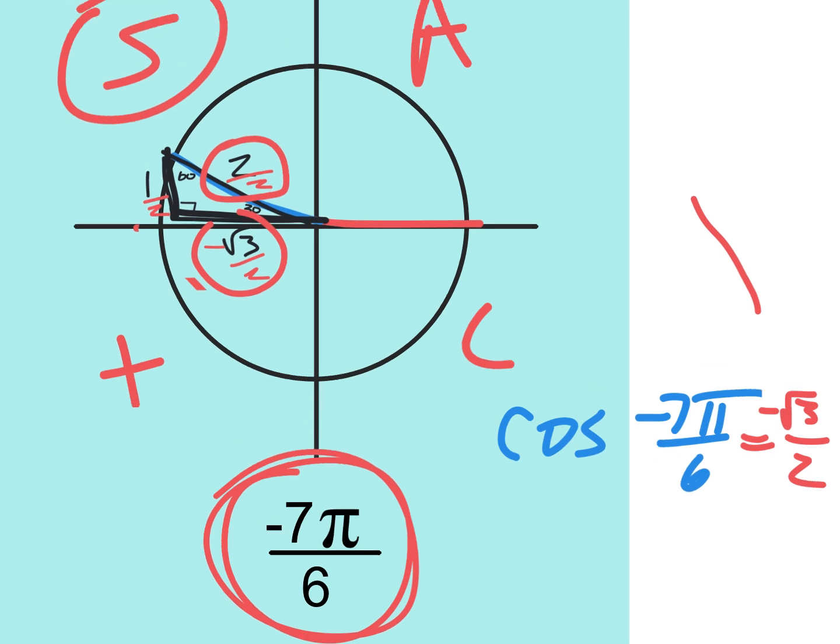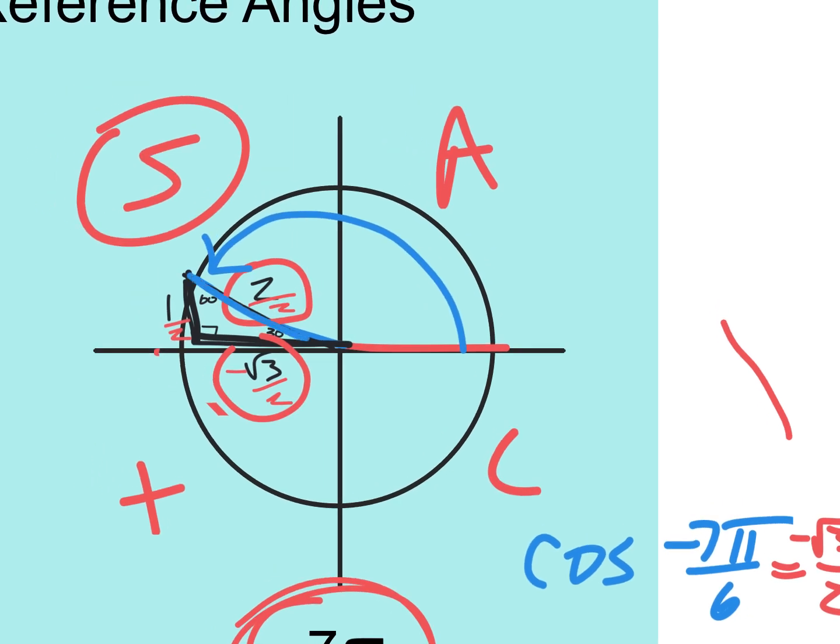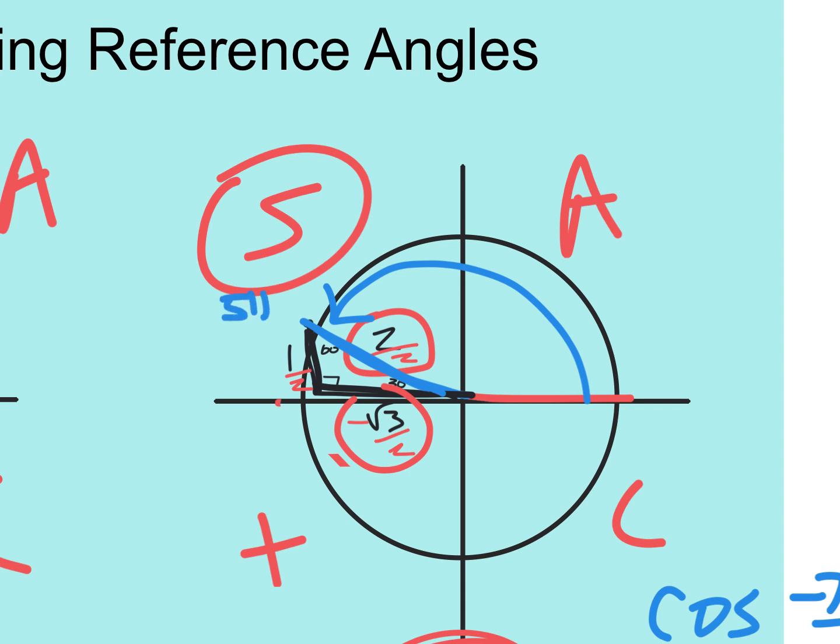What that means is, what terminates in the same exact place, but isn't negative 7 pi over 6? The answer is, if you came from this way, it would terminate in the same exact spot. They're called coterminal. They stop in the same spot. So then that would have been 5 pi over 6. Do you get that that's 5 pi over 6 just as much as it's negative 7 pi over 6? They stop in the same spot.